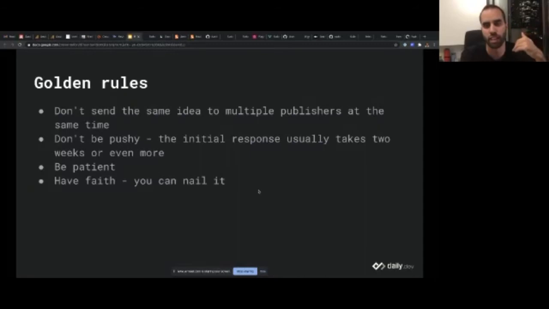Don't try to send a follow-up like, what is going on? I sent it to you 2 weeks ago. Usually the publishers are very busy, so be patient. They will get back to you.